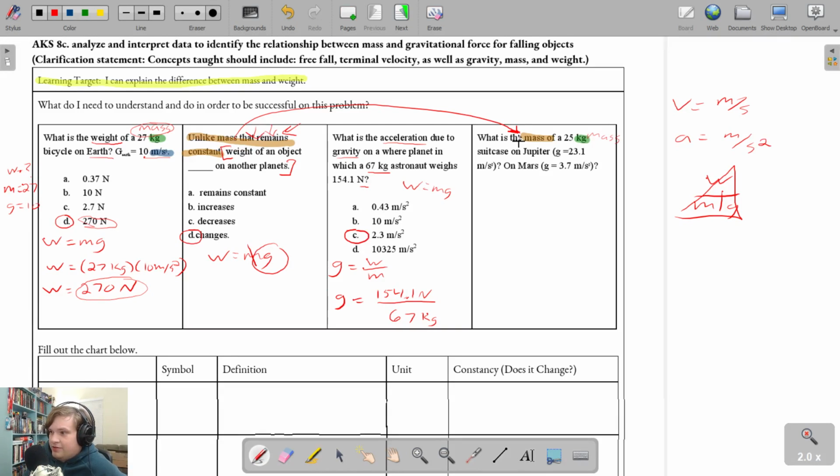Unlike mass that remains constant. What is the mass on different planets? Mass remains constant. Here's our mass, 25 kilograms. If it's Earth at 25 kilograms, that means it's Jupiter 25 kilograms, and that means it's Mars 25 kilograms. The mass doesn't change. It remains constant. It's talking about how much matter you have. The matter is the same. The gravitational pull is what changes and changes your weight. So when it asks what's the mass, and it gives you the mass, well, that's the mass. Don't make it harder than it is.